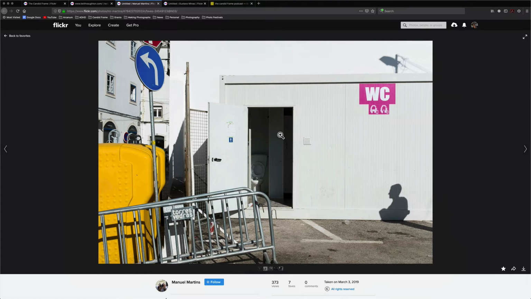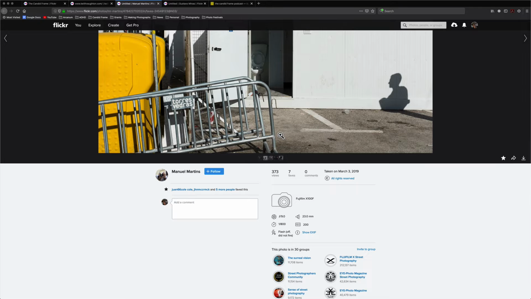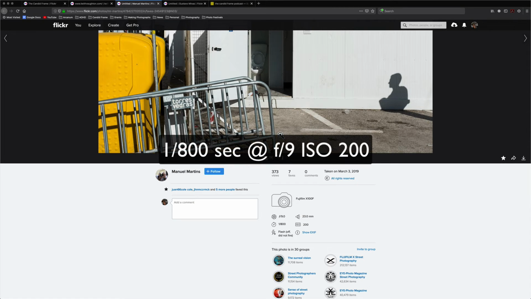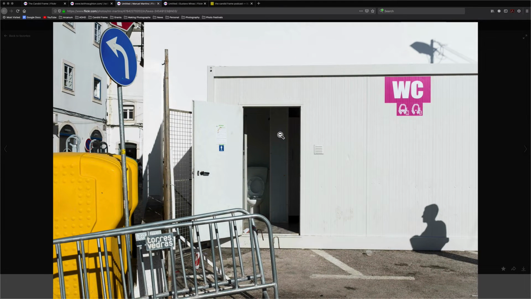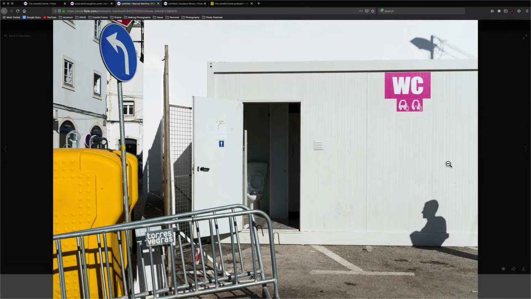Okay, here we have a shot by Manuel Martins. This was created with a Fujifilm X100F, 1/800th of a second, f/9, ISO 200. So this is very similar to the previous shot, in which the setting itself is right there. You've got light and shadow, line and shape, and color. Yes, it's a toilet, but take a step back and stop looking at it literally and just consider the graphic elements here, especially the repetition of lines, of shape, of color that are everywhere in this shot.